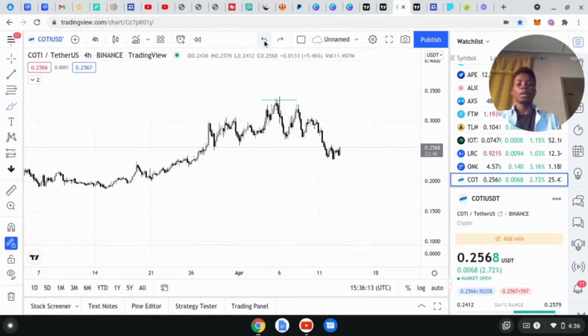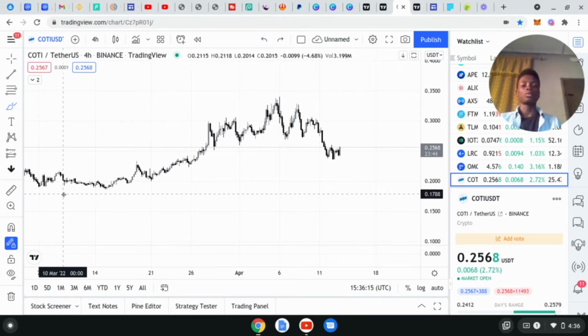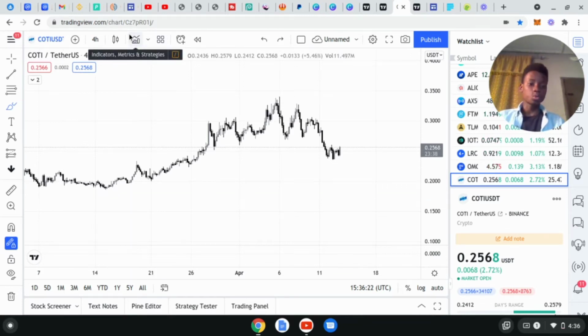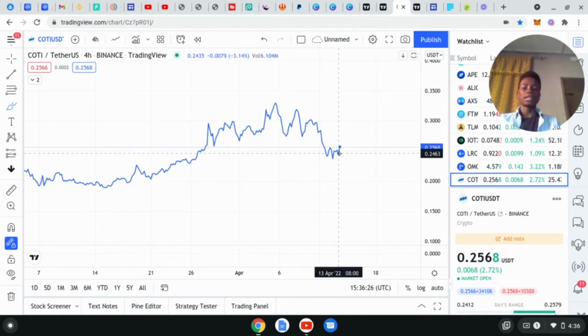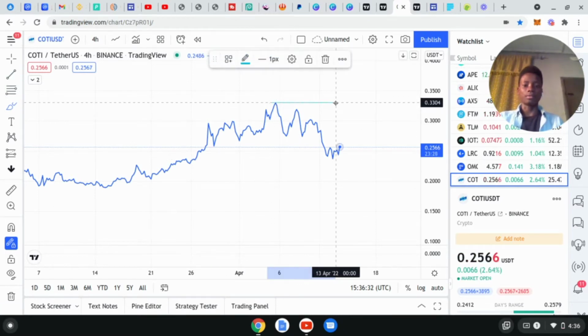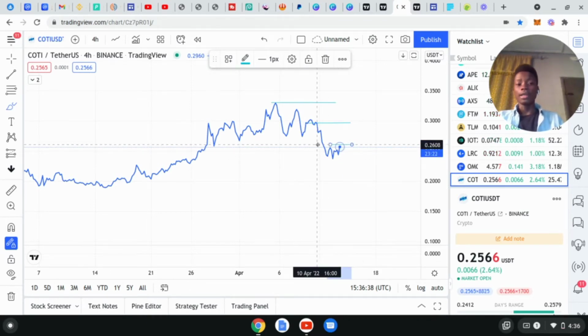If you open your chart and you cannot clearly see the trend, it's better you use two ways. You either use the line chart, because if you use the line chart, as you can see, it's clear now that we are in a downtrend. It's very much clear that we are in a downtrend. So if it's not clear, you use the line chart.